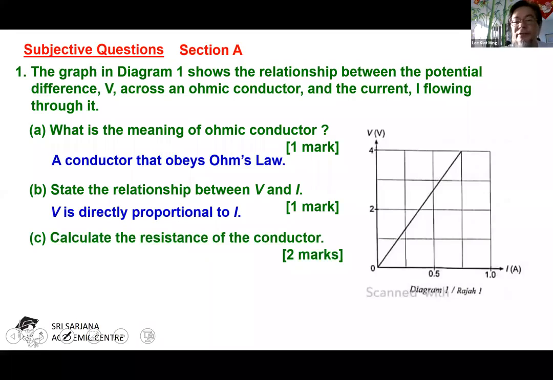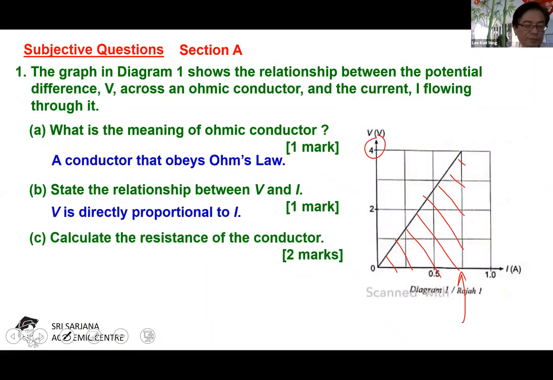Then you calculate the gradient. Gradient meaning you look at the triangle. You're going to get a height of 4 over the base. Be careful, this is 0.75. Calculate. All right, 0.75.